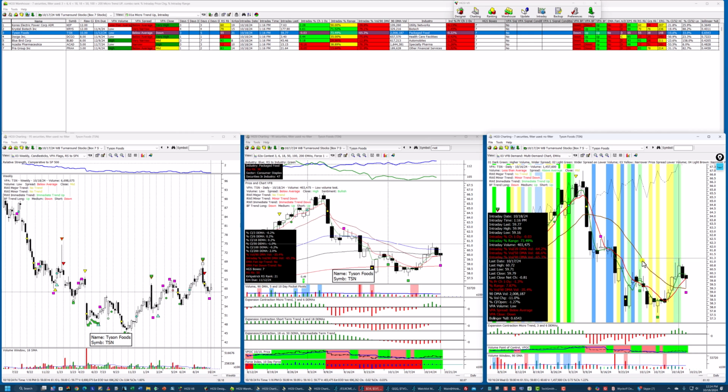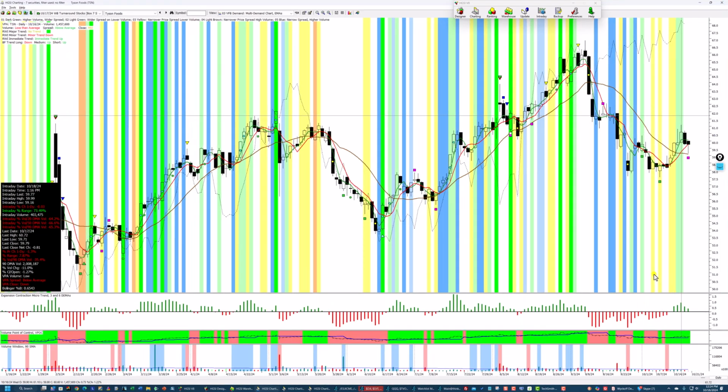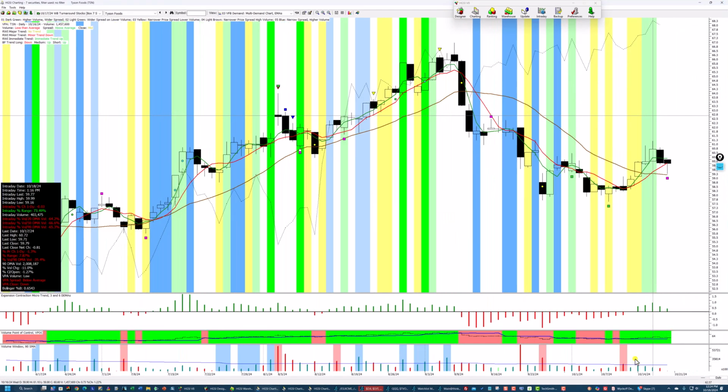Then a little pullback here. Notice the pullback, and I'll zoom in on this, is on very light volume. See this red bar? See the green bars here? They're the volume bars, but here's the 90-day moving average. And the red bar is even less today, so this is why a low volume test is being generated.